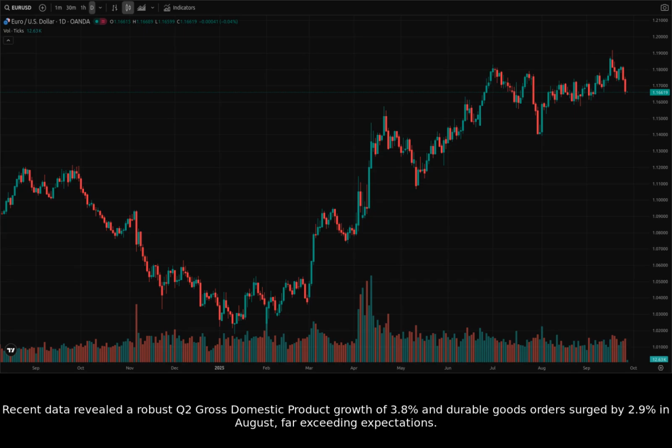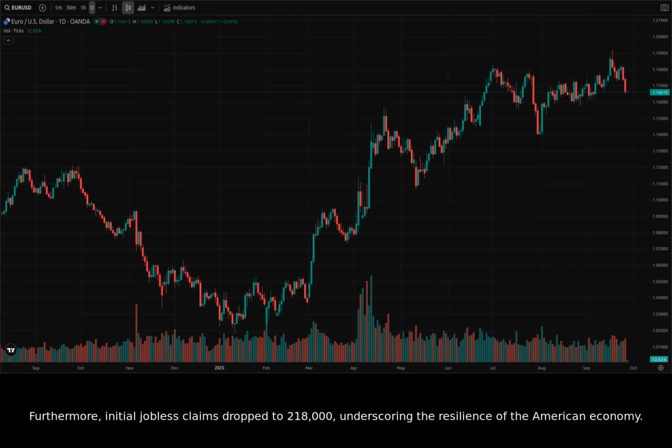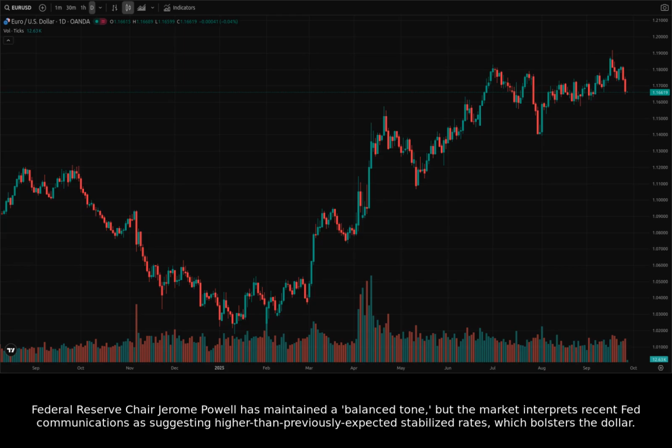Recent data revealed a robust Q2 gross domestic product growth of 3.8% and durable goods orders surged by 2.9% in August, far exceeding expectations. Furthermore, initial jobless claims dropped to 218,000, underscoring the resilience of the American economy. Federal Reserve Chair Jerome Powell has maintained a balanced tone, but the market interprets recent Fed communications as suggesting higher than previously expected stabilized rates, which bolsters the dollar.